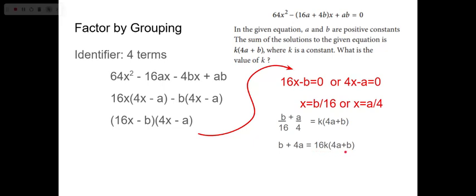I'm solving my equation. And, well, I notice something looks familiar. Let's see. This has a 4a plus b. This has a 4a plus b. Like if I just flip them around, it's the same thing because I'm just adding. So I'm going to divide both sides by 4a plus b.